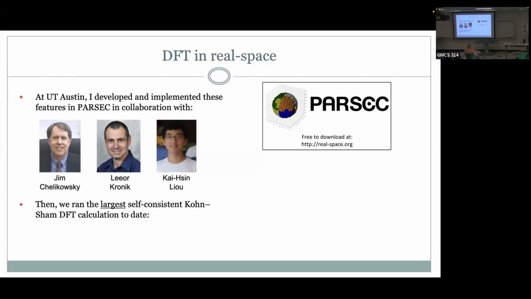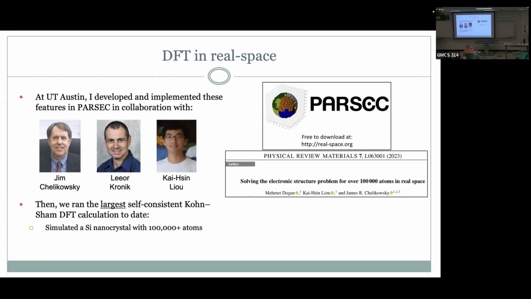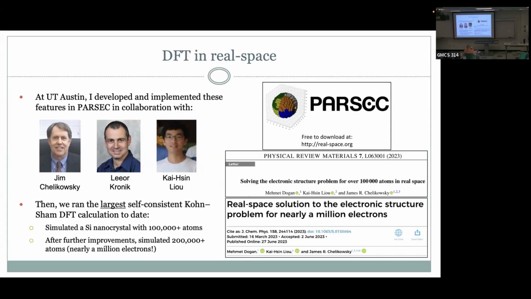And to test and prove the concept of the superior scalability of real space, we ran the largest self-consistent Kohn-Sham DFT calculation to date. So we solved the electronic structure problem for more than 100,000 atoms. And then we did some further improvements and simulated a system twice as large as well. So that put us to nearly 1 million electrons.